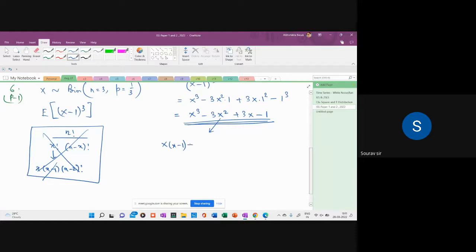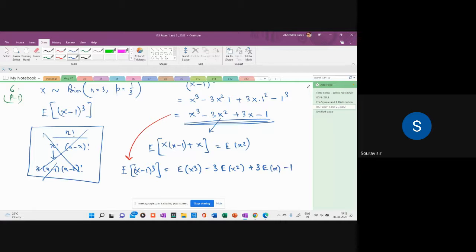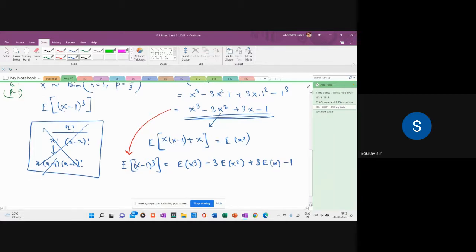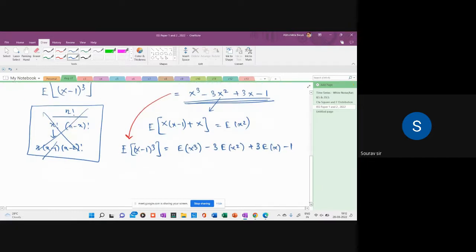We have actually done this thing, x into x minus 1. This actually has given me the expectation of x square, because whenever I am going to write from this line, I am continuing. Whenever I write the expectation of (x minus 1) whole cube, that is going to give me expectation of x cube minus 3 expectation of x square plus 3 expectation of x minus 1. So we actually know this expectation of x, and if you can't remember expectation of x square, and obviously expectation of x cube, it's difficult to remember.